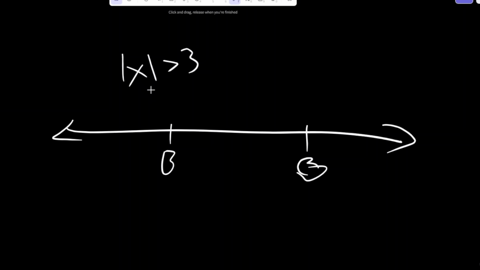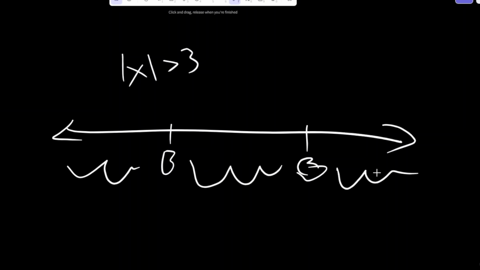The boundary values are the points where they're equal to each other. So actually it would be 3 and negative 3. And then you test each region. If the region satisfies the inequality, you shade it. If it doesn't, you don't shade it. And of course, if it's greater than, you put an open circle. If it's greater than or equal to, you put a closed circle.